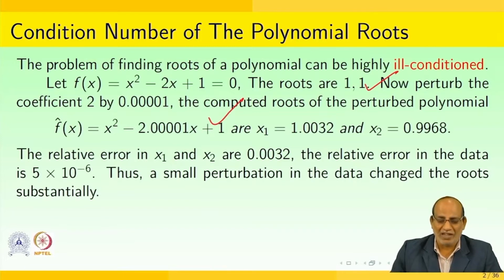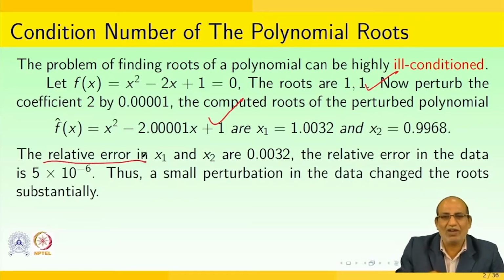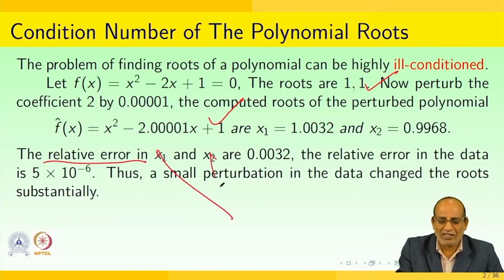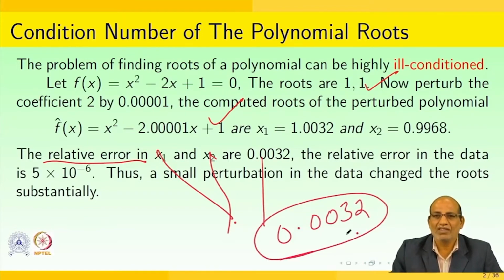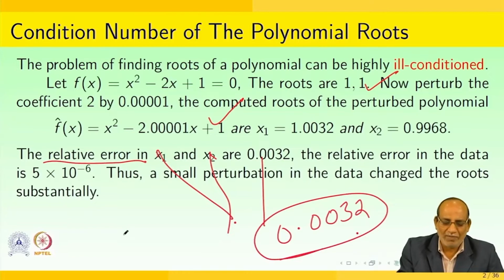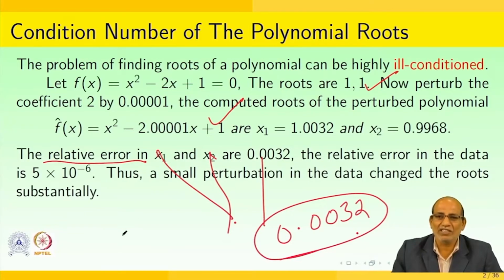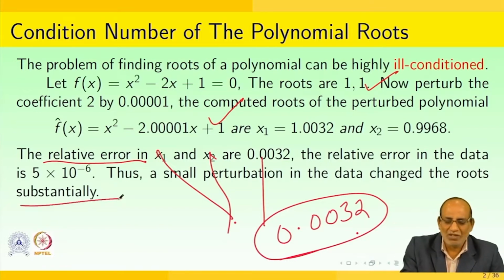If you compute the relative error for x1 and x2, it is 0.0032. So this is the relative error. The relative error in the data is 5 times 10 power minus 6. Therefore, we can conclude that a small perturbation in the data changed the root substantially. That means the system is very sensitive.